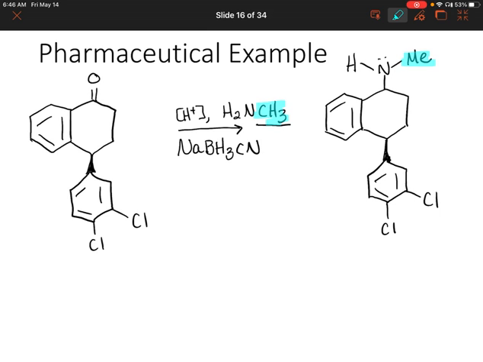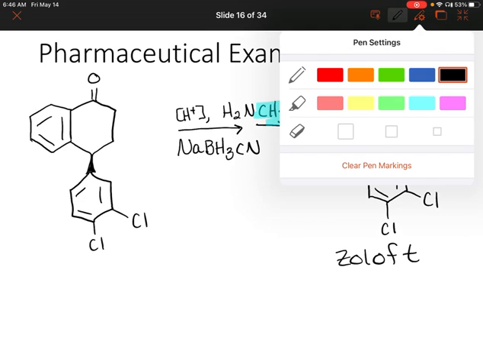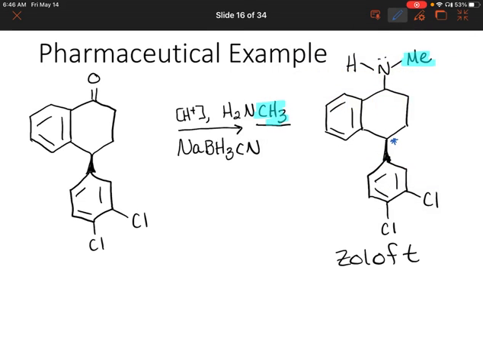Now, this structure is commonly known as Zoloft. And this is what's used as an antidepressant. Now, notice that the structure here has two stereocenters. The one on the bottom, that's a wedge, will stay the same, but the stereocenter on the top is going to be either R or S. So we actually end up with a racemic mixture.